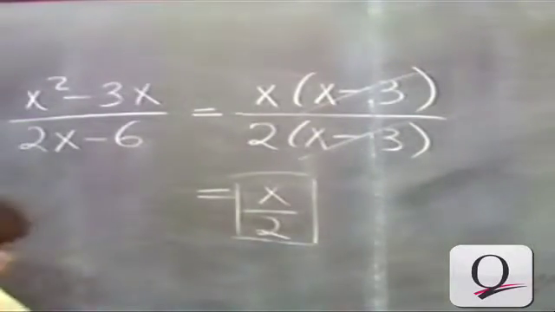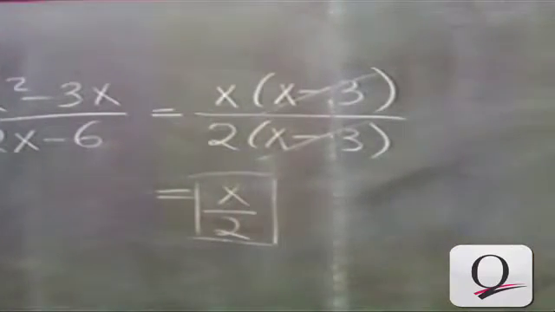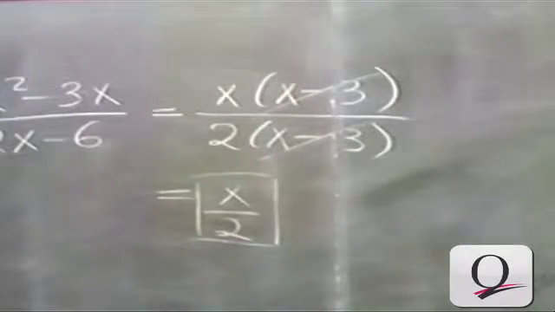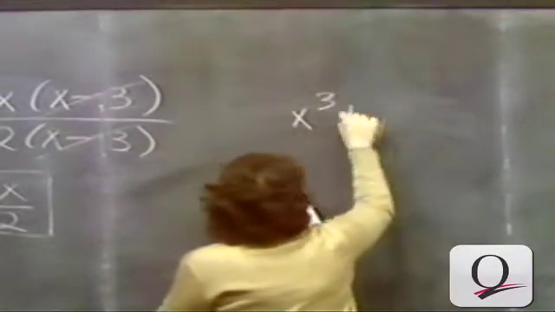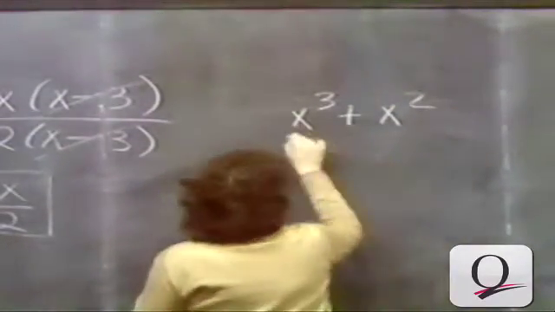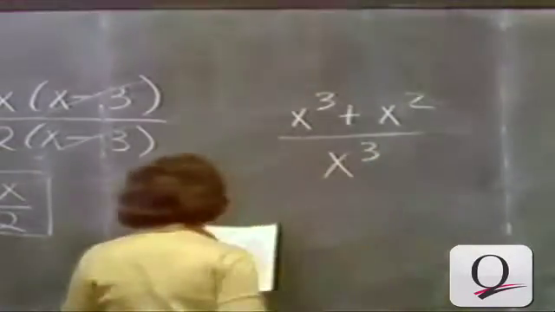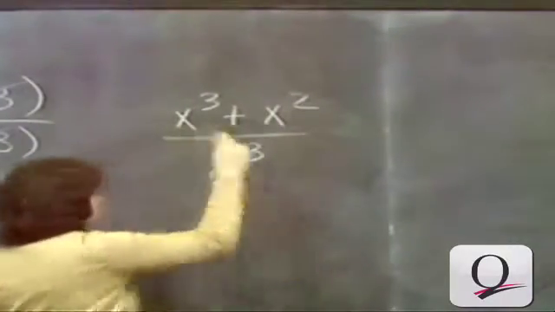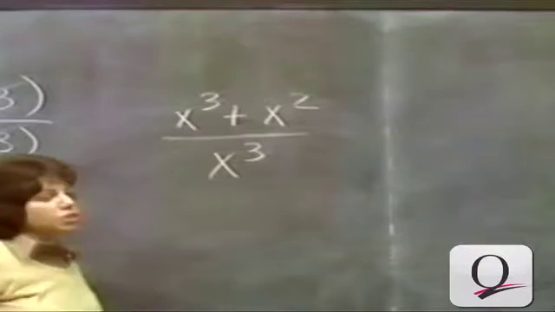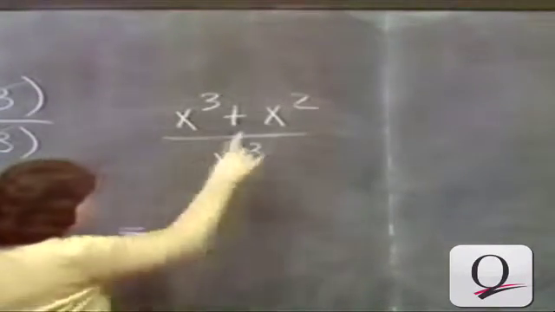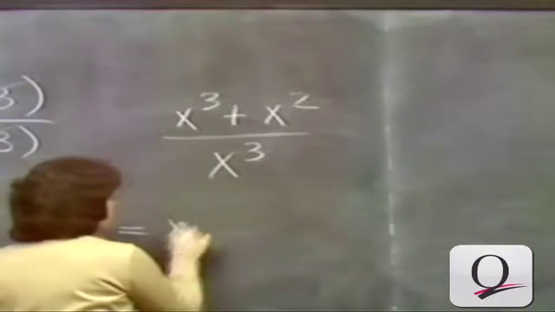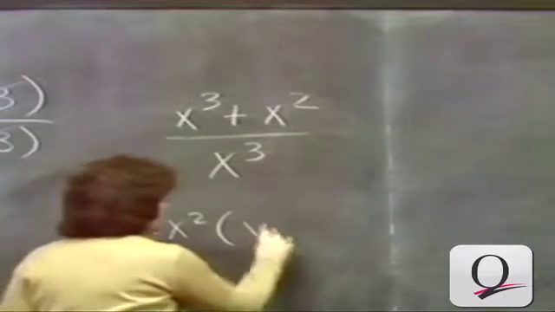Okay, let's try another example. X cubed plus x squared over x cubed. You can't just start canceling x squared into x cubed and things like that. You first have to put this into a factored form. We look in the numerator and we see that x cubed and x squared have x squared in common. We can pull an x squared out in front, and this would leave us with x plus 1.